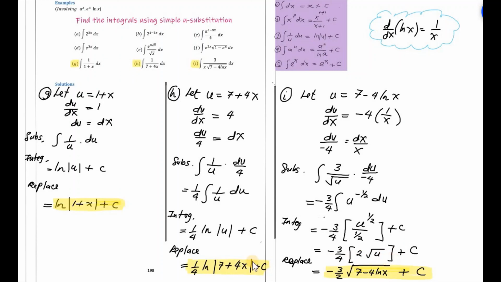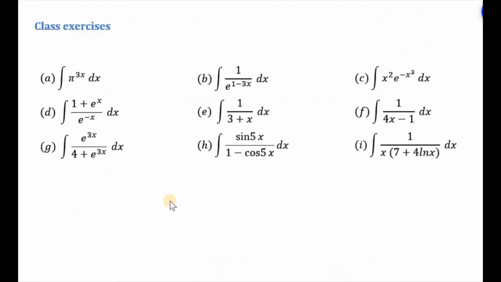I hope you got it correct. And don't stop there. Make sure you do more exercises. So I would like to assign to you these simple class exercises. Do all of it, and then later try to compare your work with your friends.